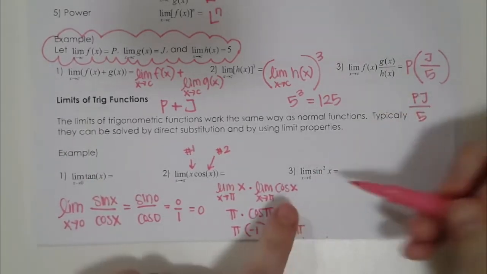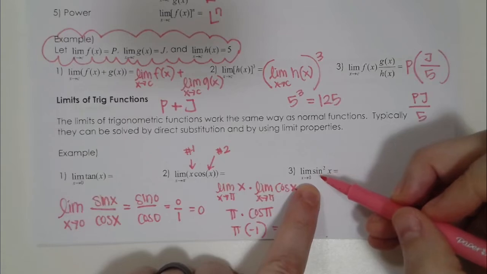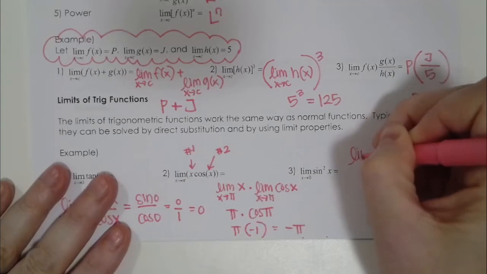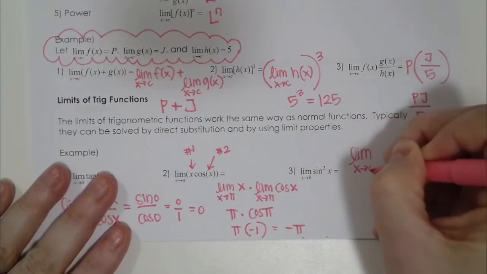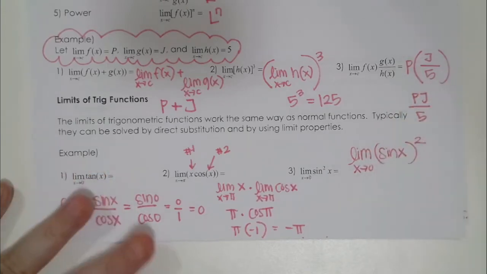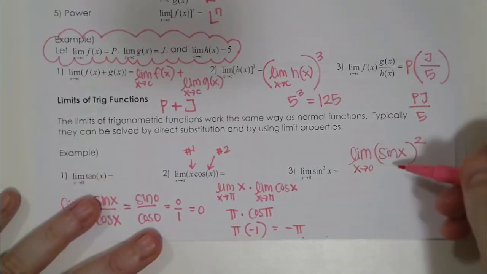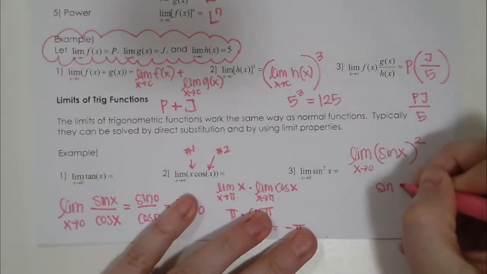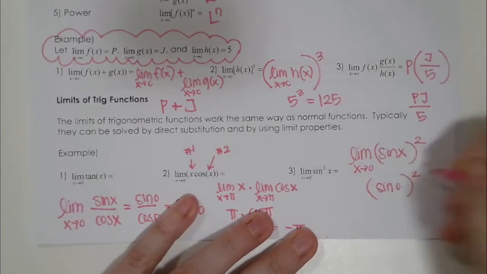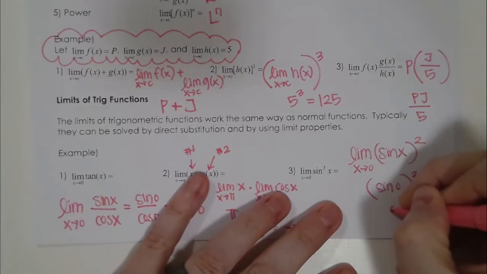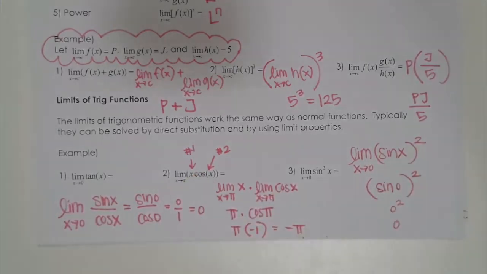Last up, the notation here means that the whole sine x is being squared. So I'm going to rewrite it as the limit as x approaches 0 of sine x squared. So remember, that means we find the limit of the inside and then square it. So sine of 0 is what we're going to find, and then we're going to square it at the end. Well, sine of 0 is simply just 0, so 0 squared equals 0. So those are our trig functions.